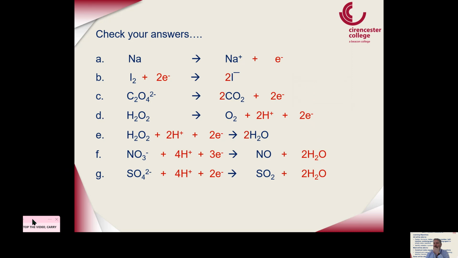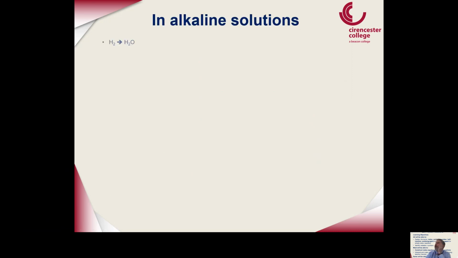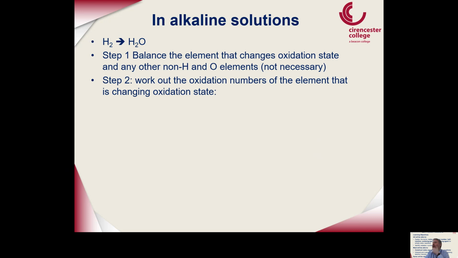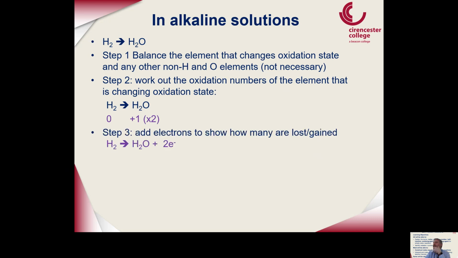Okay, so if we had an alkaline solution, we need to balance it that way. We can balance it slightly differently. For instance, how could we balance this? H2 becoming H2O. We've got 0 and it becomes +1. So it needs to get rid of 2 electrons, because there's 2 hydrogen atoms in the molecule of H2. So that is how we've done that.